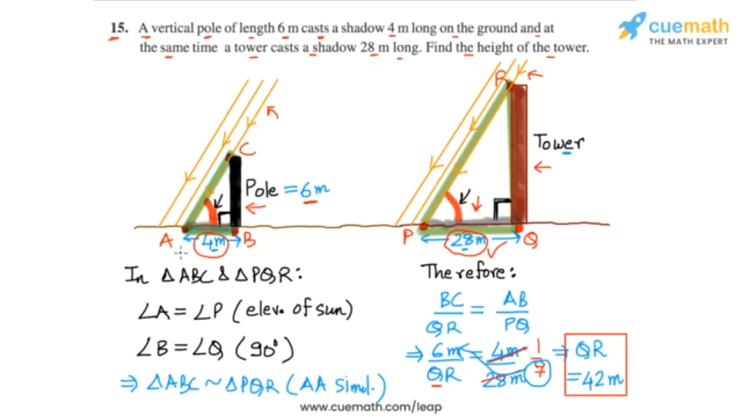And from these three lengths, from these three numbers, the length of the rod and the lengths of the two shadows, you can find the height of the building. So this is a very cool application of the concept of similarity. But remember, the shadows must be measured at exactly the same time. Otherwise, the sun's elevation will not be the same and the two triangles will not be similar. Okay, so that completes question number 15.